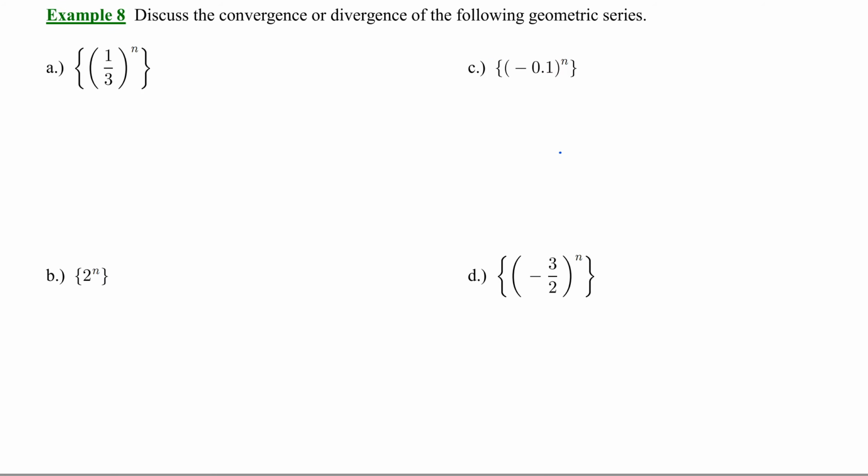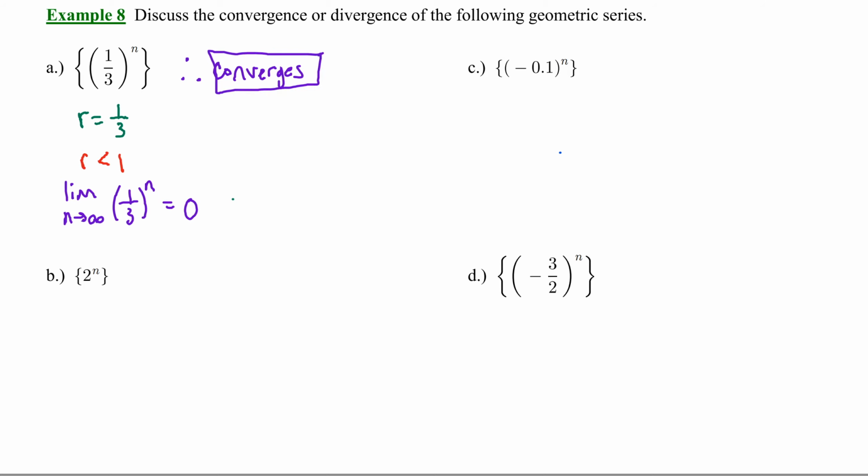In example 8, we are looking only at geometric sequences. The first one, we have 1/3 to the nth power. Notice in this case, the common ratio or the base here is 1/3. Since 1/3 is less than 1, then we could observe that the limit as n approaches infinity of 1/3 to the nth power is equal to 0. Therefore, the sequence converges. Because the base is positive, it is converging monotonically.